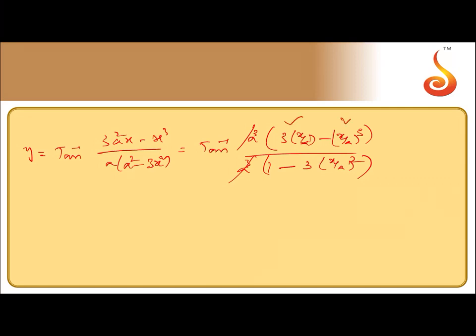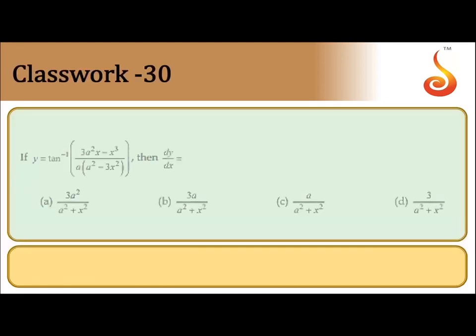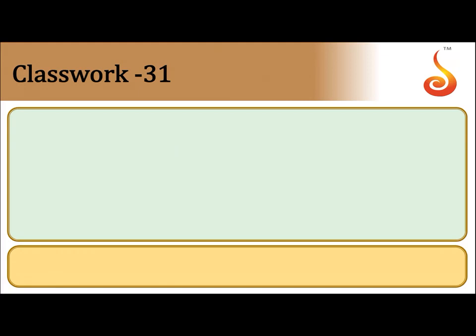Tan inverse of 3x minus x cube by 1 minus 3x square. That is nothing but 3 tan inverse of x by a. So the derivative of this is 3 into the derivative of tan inverse, 1 by 1 plus x square by a square, into the derivative of x by a, which is 1 by a. So you'll be getting 3a divided by a square plus x square is the answer.